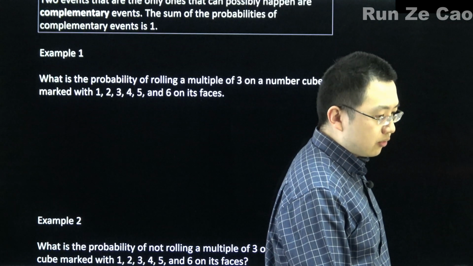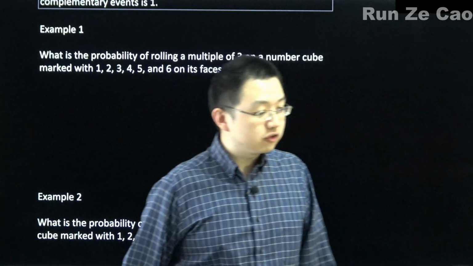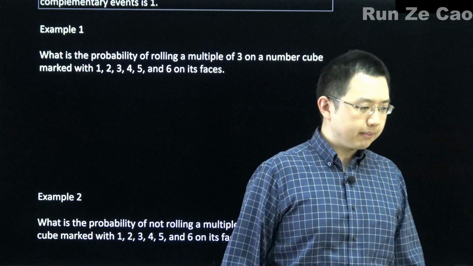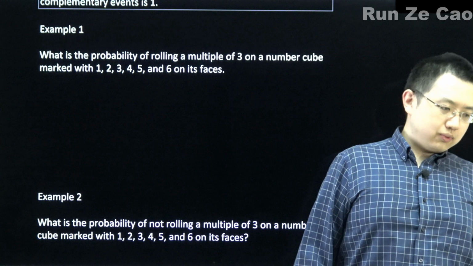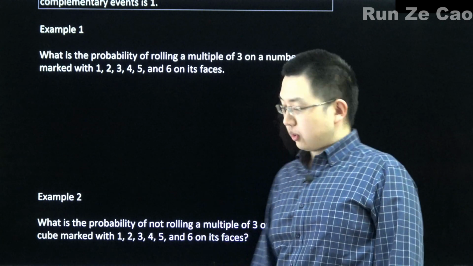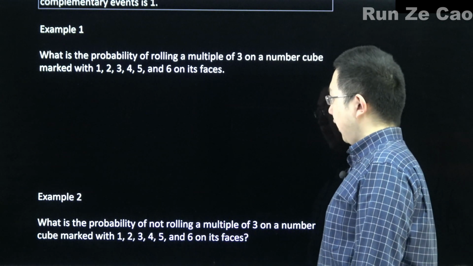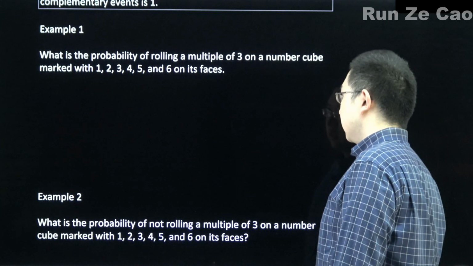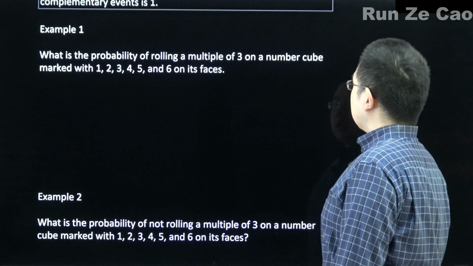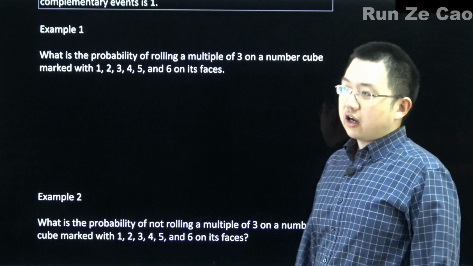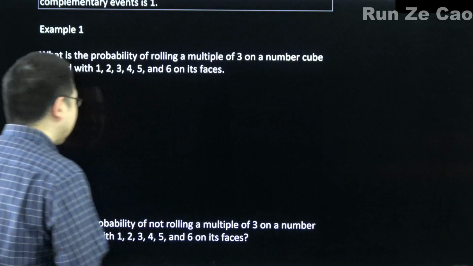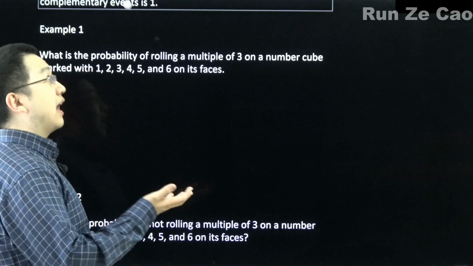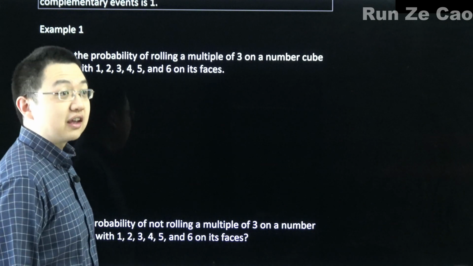Okay, let's do some examples. What's the probability of rolling a multiple of 3 on a number cube, also known as a die, marked with 1, 2, 3, 4, 5, and 6 on its faces? Usually you will notice that in higher grades you just call this a 6-sided die, where it's assumed, unless otherwise stated, that it's marked with 1, 2, 3, 4, 5, and 6.